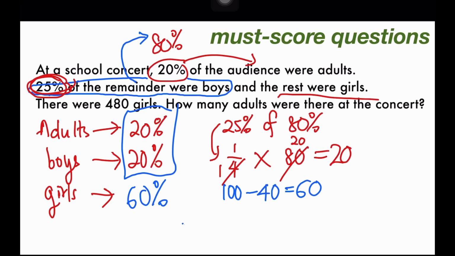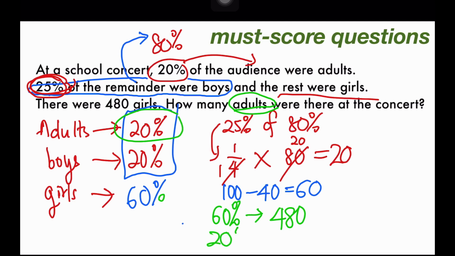At this point in time, everything else is much easier, because the next step, they tell us there were 480 girls, which means that 60% is equal to 480. And they are just asking us how many adults were there at the concert. So adults, 20%. I just need to find 20%.